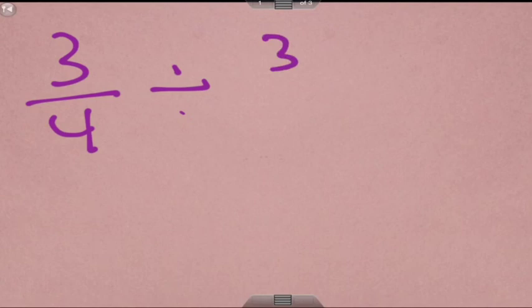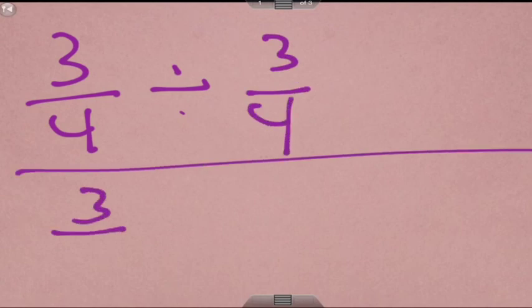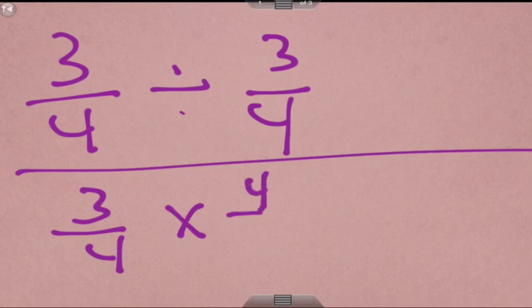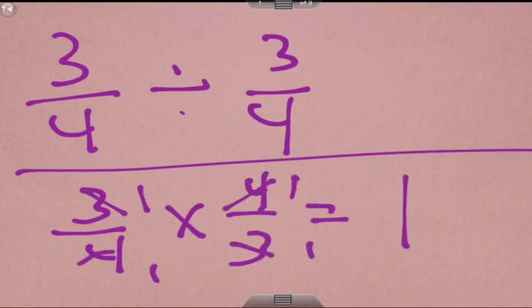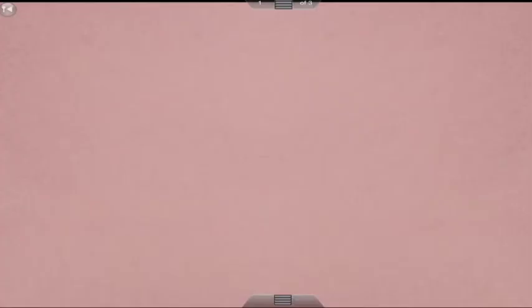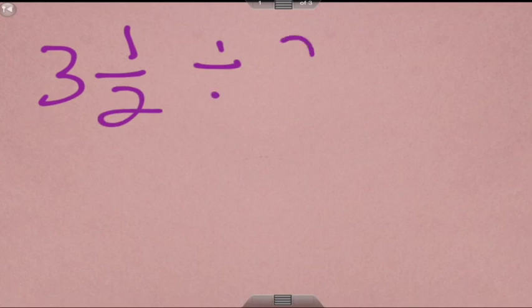Okay, another one like that. 3/4 divided by 3/4. Again, 3/4 times, flip it, 4/3, and I could cross reduce all over, so the answer would be 1.